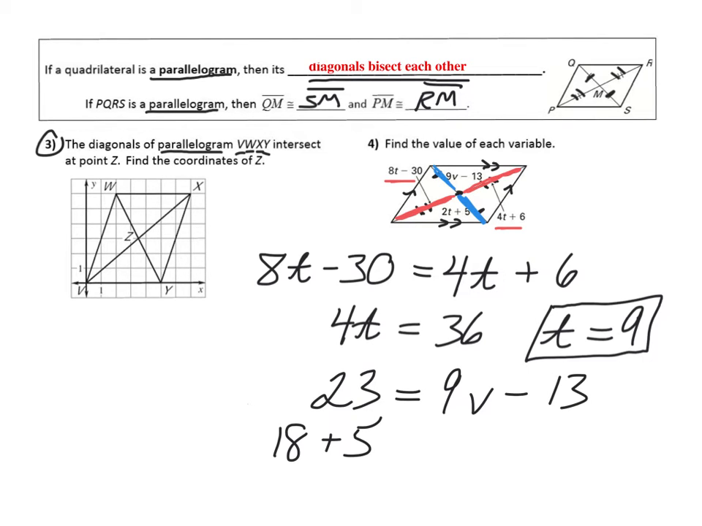So now it should be a little bit easier to solve this equation because we only have one variable to deal with. So it looks like I'm going to end up with 36 equals 9v. And lastly, v equals 4.